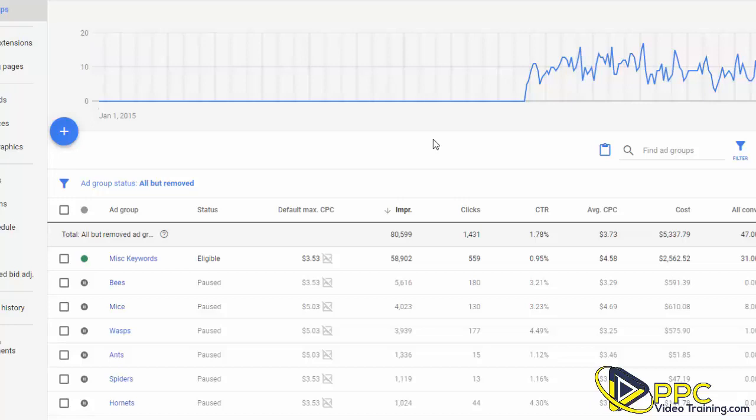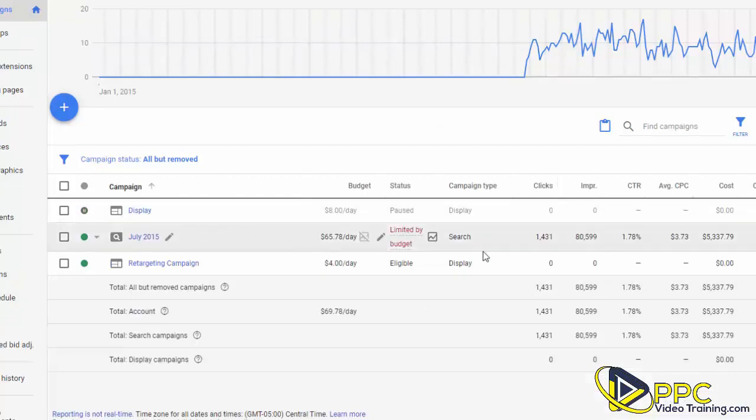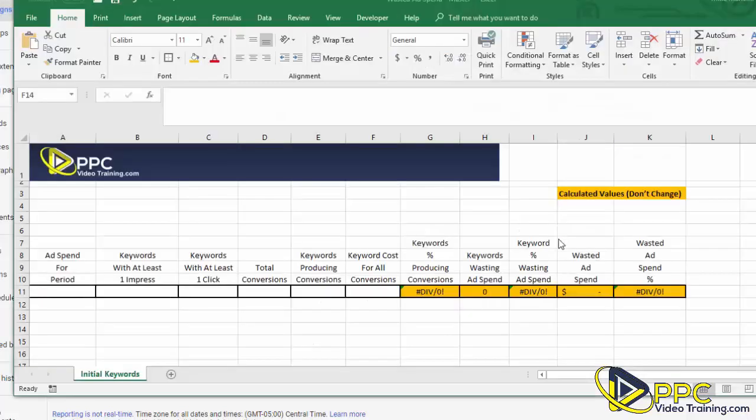and we want to give you an idea of the wasted ad spend in that campaign. All right, so go to the campaign, and the cost of the campaign throughout that time period, we're just using 2015 as an example, was $53.37.79. Go ahead and fill that in. Keywords with at least 1 impression.